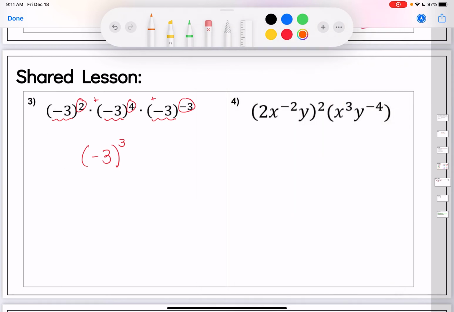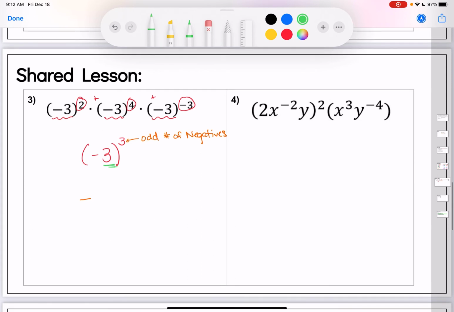We talked about this a long time ago, but it's a good refresher here, right? If I have an odd exponent, I have an odd number of negatives. That means my answer is going to be negative. And then I have 3 to the third. 3 to the third is 3 times 3 is 9 times 3 is 27. So my answer should be negative 27.